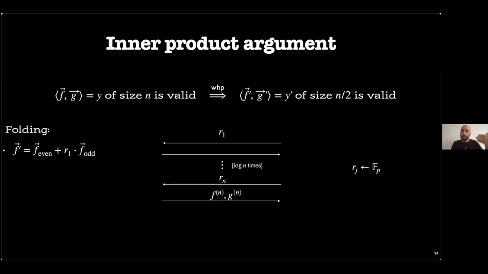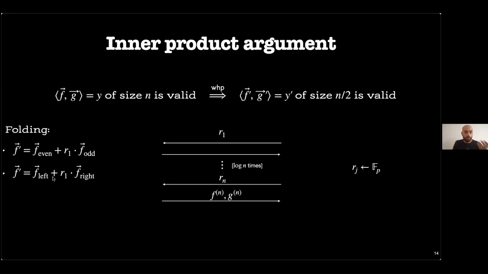So what do I have? I have this protocol that runs for log n rounds, and each round is public coin. At each round, the verifier will send me a random challenge, and the prover will compute the next instance and send some messages along the way. The next instance can be computed, for instance, by taking a linear combination of the even and odd coefficients. Another way is, for instance, the left and right parts of the polynomial.